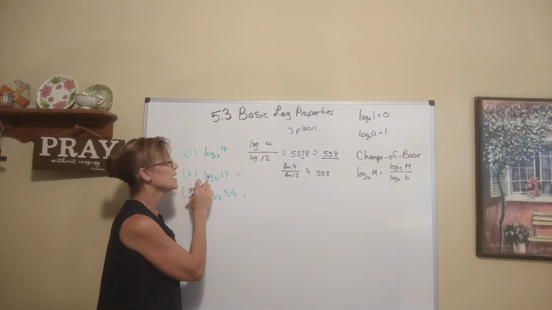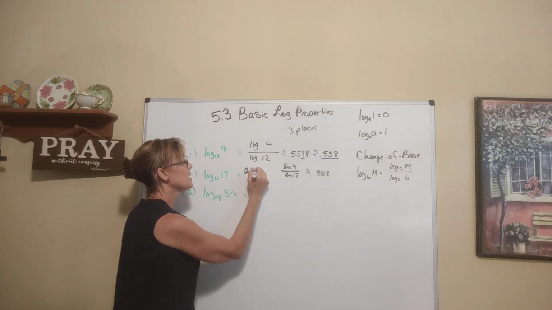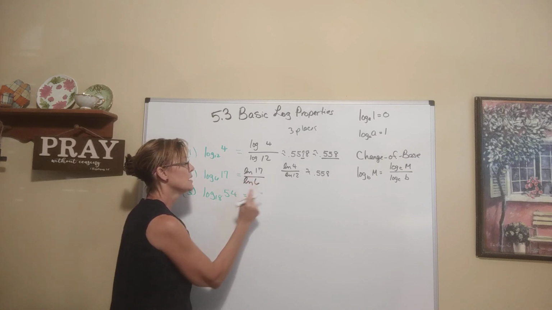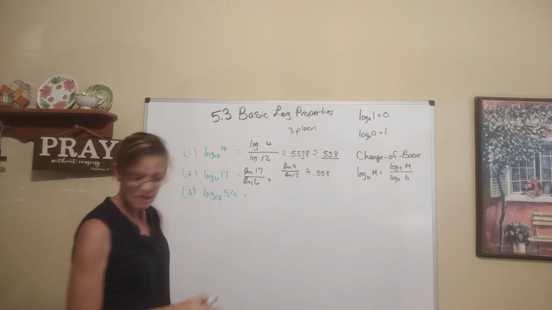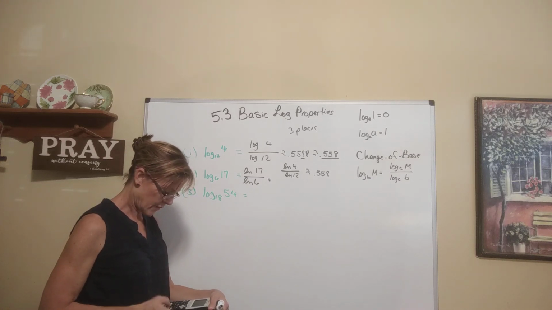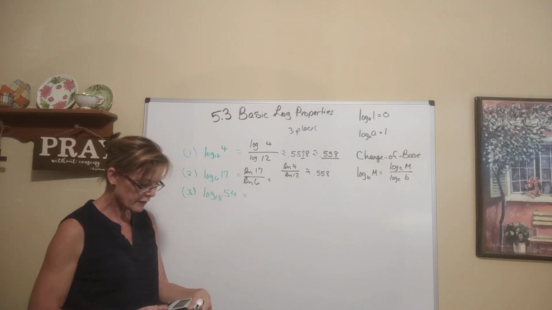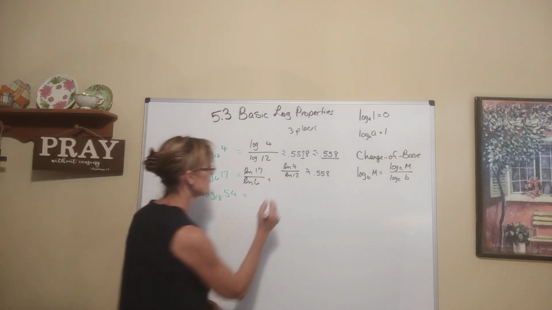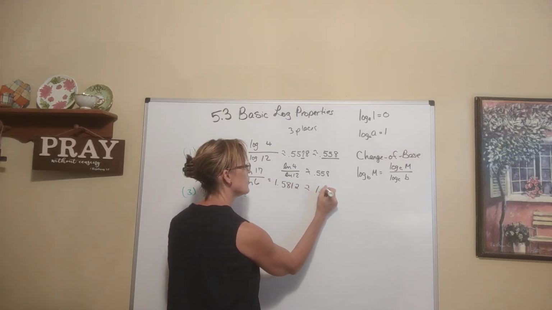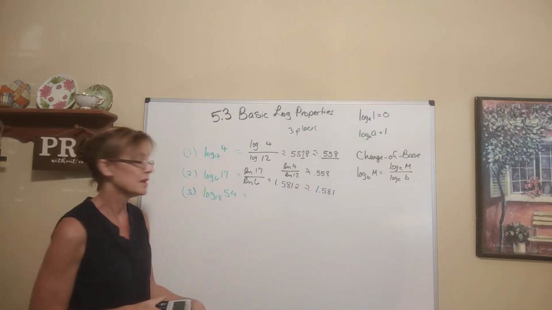So for number 2, I'm going to choose base e. I'm going to say this is equal to log base e of 17, or ln of 17, over log base e of 6. And so the natural log of 17 divided by the natural log of 6 gives me 1.5812, so about 1.581. If you were to use log base 10 over log base 10, it'd be the same.